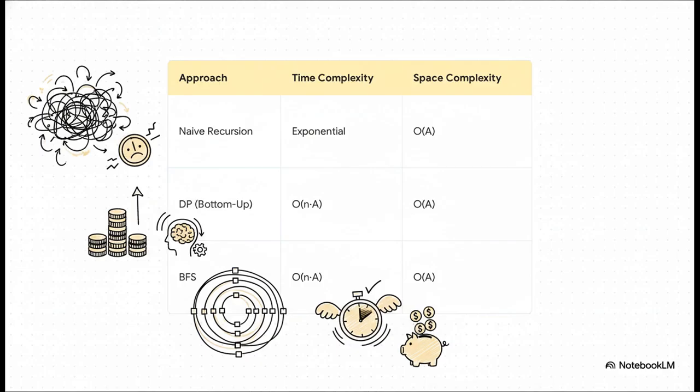But our dynamic programming approach? It's way, way more efficient. Its speed is just the number of coins times the target amount. We're talking the difference between a split second and, well, forever. This is how you solve it like a pro.